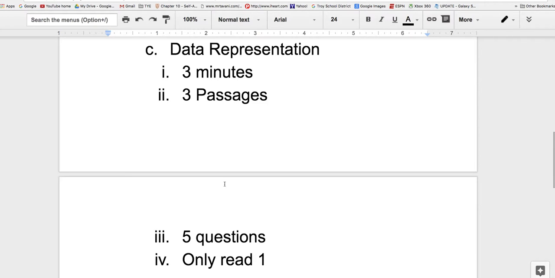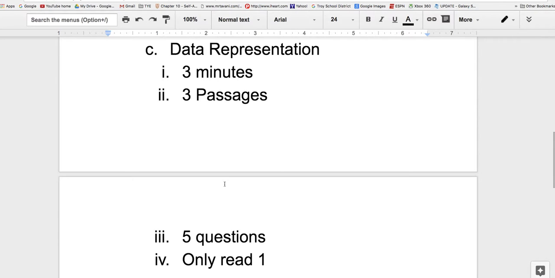For number 1, is there anything complicated about this? This is just a couple bar graphs and pie charts. You guys should be able to read those. Number 2, this is a relative frequency chart. So you guys should be able to read those. Passage 7.